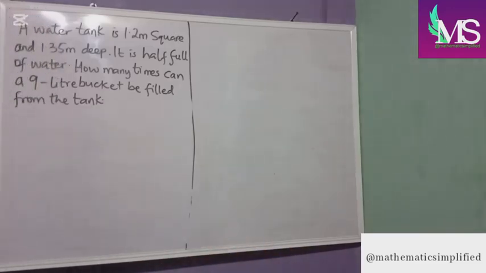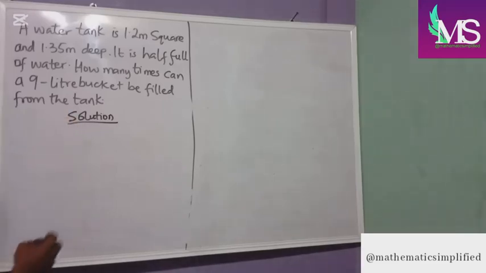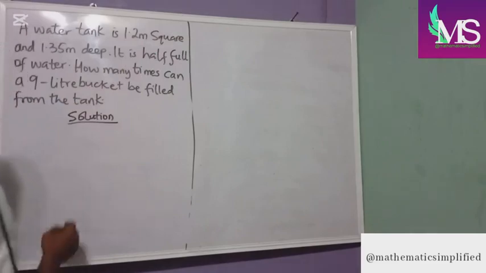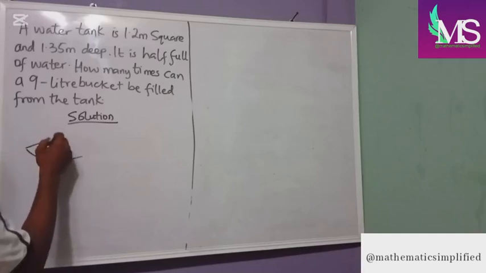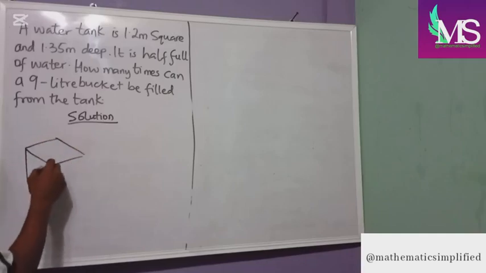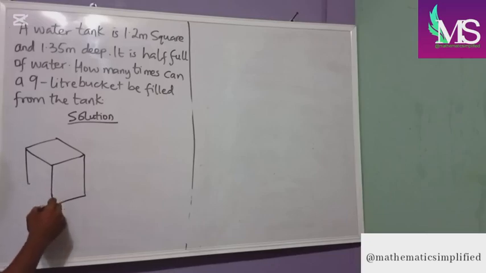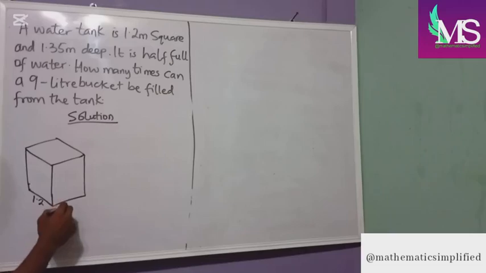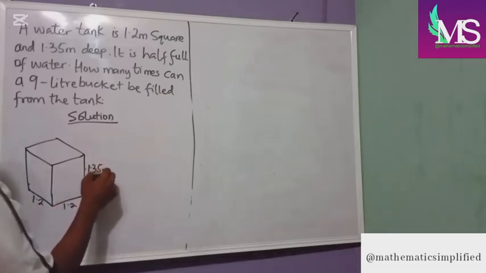Alright, looking at our question, the first line says a water tank is 1.2 meters square. That means we are looking at a square-based tank. The base is a square, so this will be 1.2, 1.2. Then the height will be 1.35 meters.